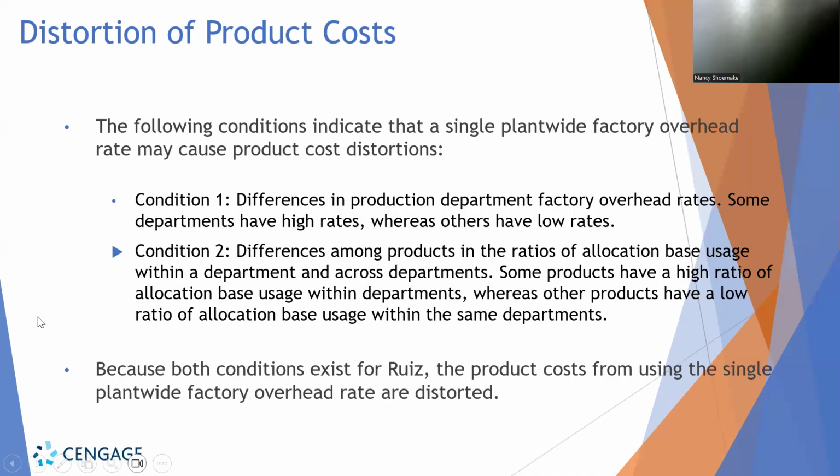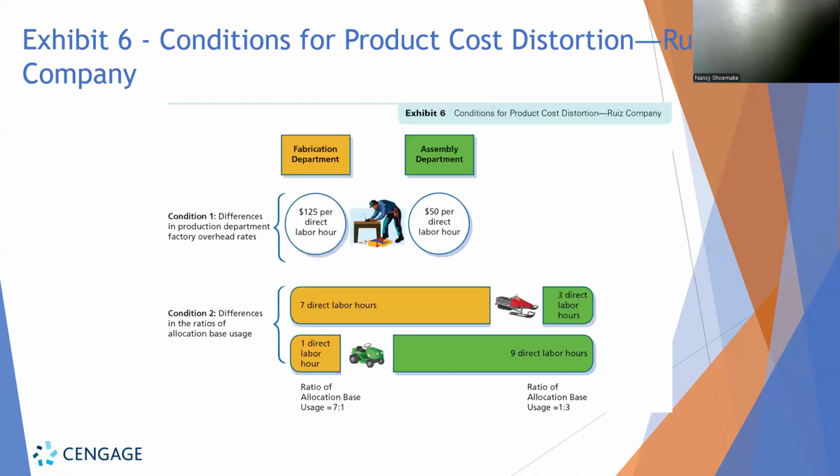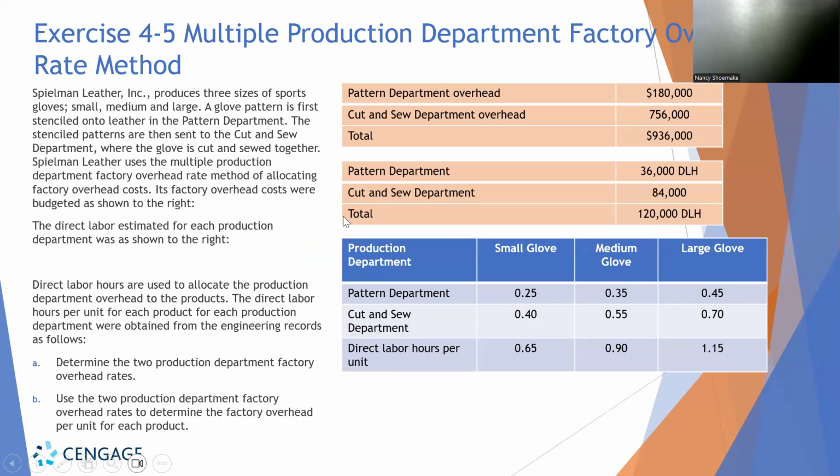So the following conditions indicate that a single plant-wide overhead rate may cause product cost distortions. Well, we see that now, don't we? And just think how that is in so many lines of work. Because both conditions exist for Ruiz, the product cost from using the single plant-wide overhead rate makes those products costing distorted. So you see, because of the difference in these two departments, and because of the ratios by department, it's best to use the department factory overhead allocations.